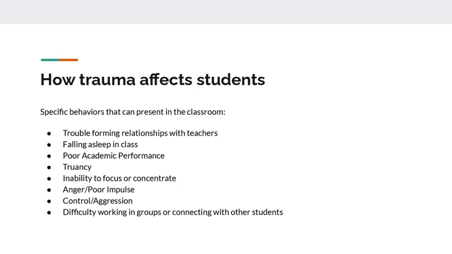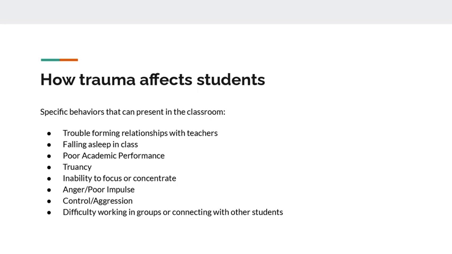Another thing is aggression or poor impulse control. Anger issues can also result, and this is directly tied to the amygdala, right, which is our fear center, which becomes overactivated. And so students who might not be feeling safe might be using anger or aggression, poor impulse control to protect themselves, to help regulate themselves. And last but not least, right, this list can go on, is difficulty working in groups or connecting with other students.